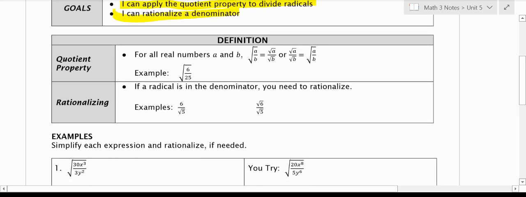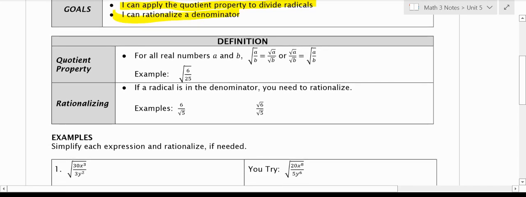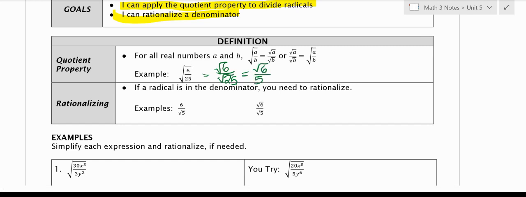So the two properties we're going to see here are ones that we learned back in Math 2. The first is the quotient property. So this says that if I take the square root of a fraction, and a and b are real numbers, it's the same as taking the square root of the top and the bottom, or the numerator and the denominator. So for example, if I'm taking the square root of 6/25, that's the same as taking the square root of 6 over the square root of 25, which would give you radical 6 over 5.